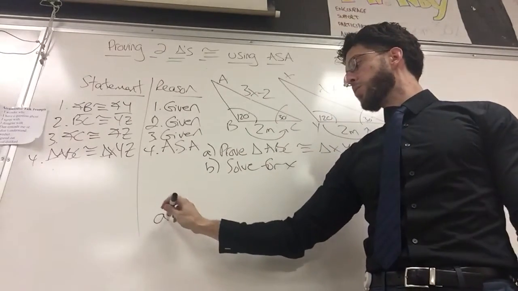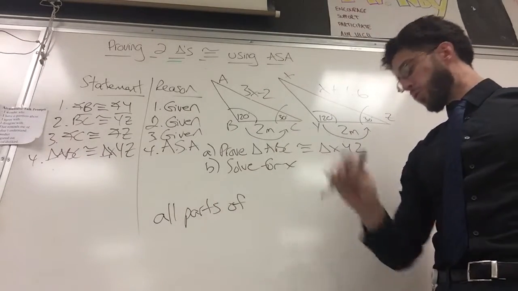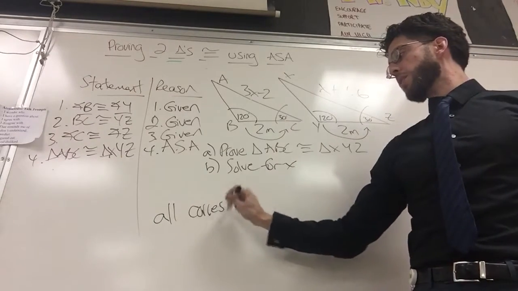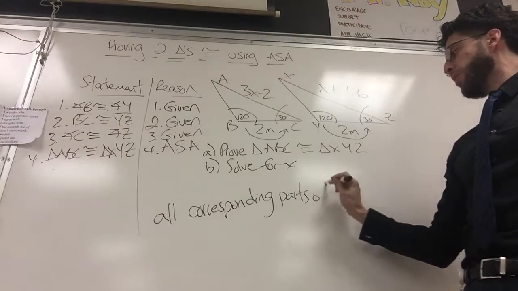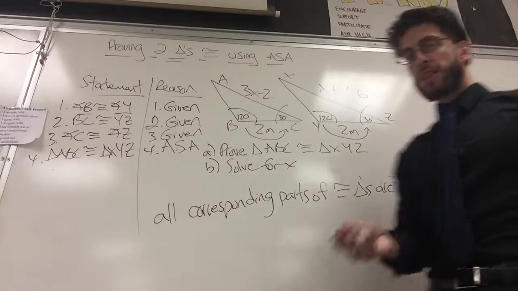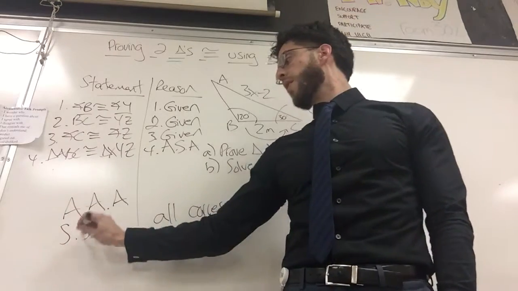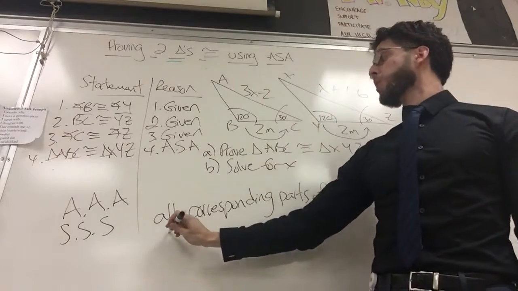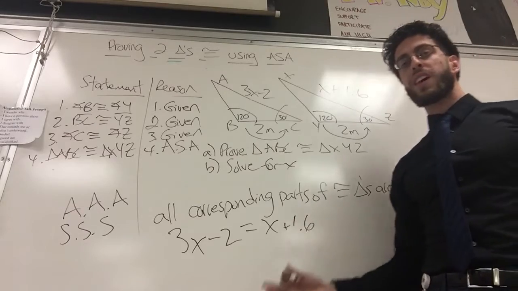Now you know, this is what you know, all corresponding parts of congruent triangles are congruent. I said that in the beginning. I said if they're congruent, that means all the angles are congruent and all the sides are congruent. So this equals this. You make a very simple equation. 3x minus 2 equals x plus 1.6, and then you solve for x.